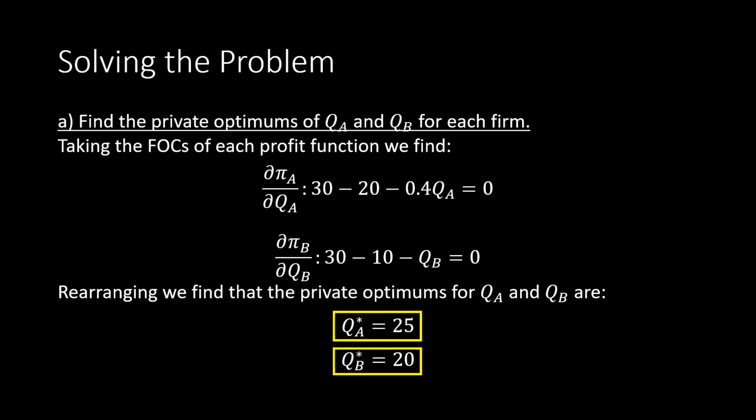Now, we are going to find the private optimums of QA and QB of each firm, and that just involves taking the first order conditions of each of these profit functions. So just solving your standard profit maximization problem for each one of these firms. Rearranging each of these first order conditions, we find that the private optimums for QA and QB are given by QA being 25 and QB being 20.